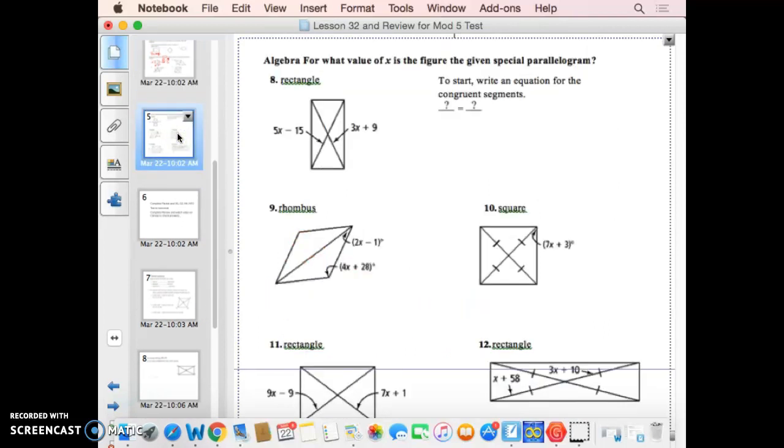And then you can do the same thing for a rectangle. Now remember, with a rectangle, you know that all of the diagonals are congruent to each other. So to figure out what x is, you would use the equal sign in the middle. 5x minus 15 equals 3x plus 9. So I would add 15 over here and subtract 3x over here. So 2x equals 24, which means x equals 12. All right. And then you want to go back and look at the question. It says, for what value of x? So they're just looking for x in that case.